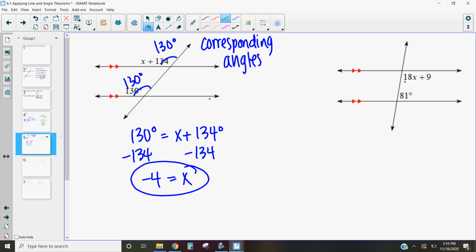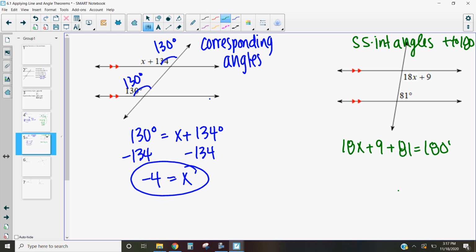18x plus 9 and 81. Now these ones are both on the inside, but they're not alternating. They're on the same side. So remember, same side interior angles are the ones that add to 180 degrees. So we want to add these to 180. 18x plus 9 plus 81 equals 180. And we can use that to figure out what this other angle is by solving for x.